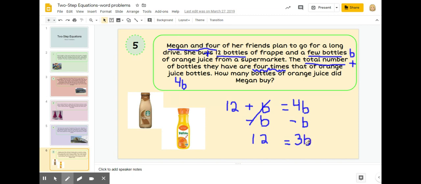And now this is just a simple one-step multiplication problem that you have been solving for a long time now. So I need to get this B all by itself. So the 3, he's got to go. So we're going to divide both sides by 3. When I do, see ya, 3s. The value of B is now the quotient of 12 and 3, which you know is 4. So that means that Megan bought 4 bottles of orange juice. Lots of frappe, little orange juice. So Megan bought 4 bottles of orange juice.